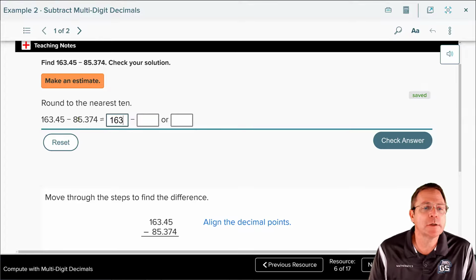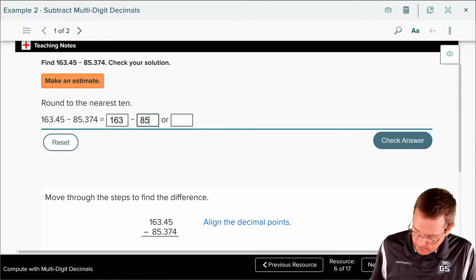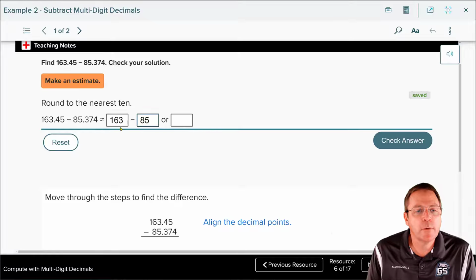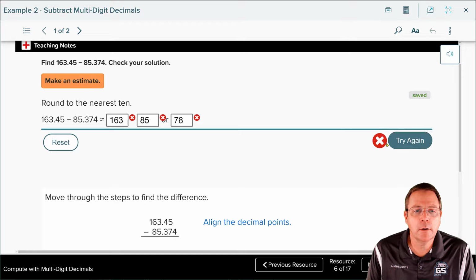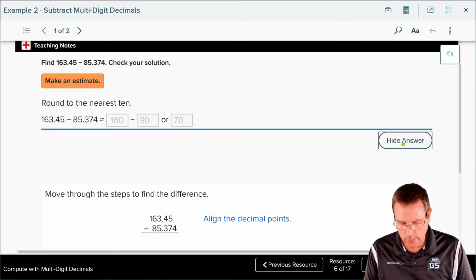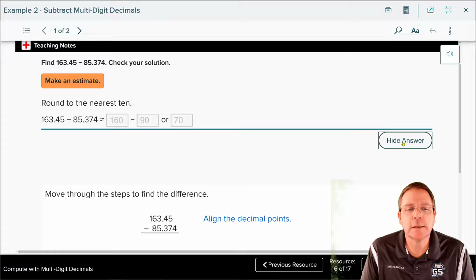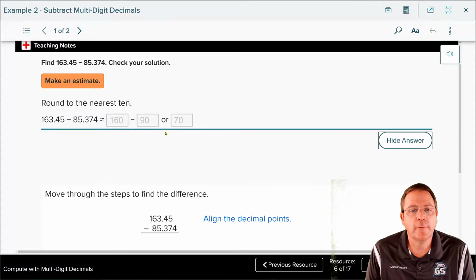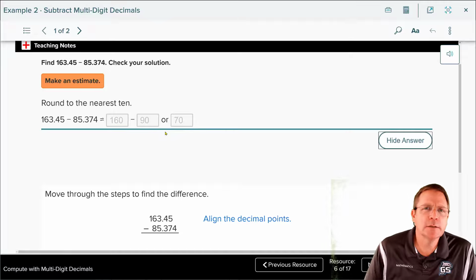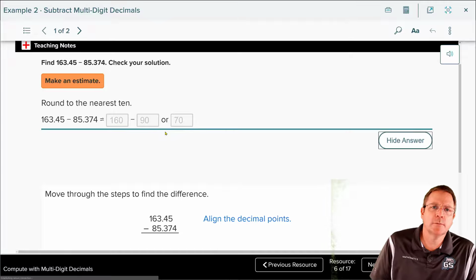163.45 is about 163. 85.3, that's about 85. And when I subtract those from each other, let's see, that's going to give me 83.78, I believe, is going to be the answer. Check my answer here, and wonder what they ended up getting. Hold on. I see. They decided that they were going to round to tens, which is okay. It makes the math a lot easier to do. They made 163 to 160, 85 to 90. That gave them 70. Now let's see how close that 70 is to the real answer.